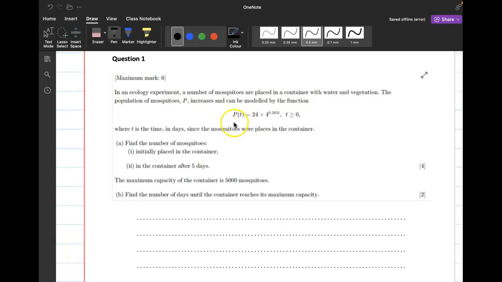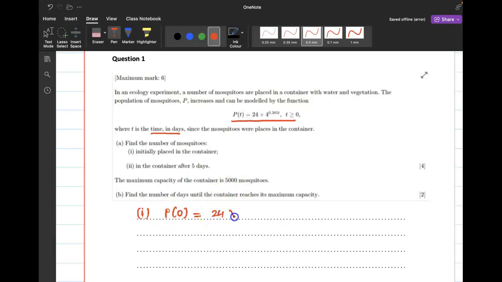So the population is given by P(t) = 24 × 4^(0.385t), where t is greater than or equal to 0, and t is the time in days since the mosquitoes are placed in the container. Find the number of mosquitoes initially placed in the container. So to find the initial value, you put time as 0. So we will find P(0).